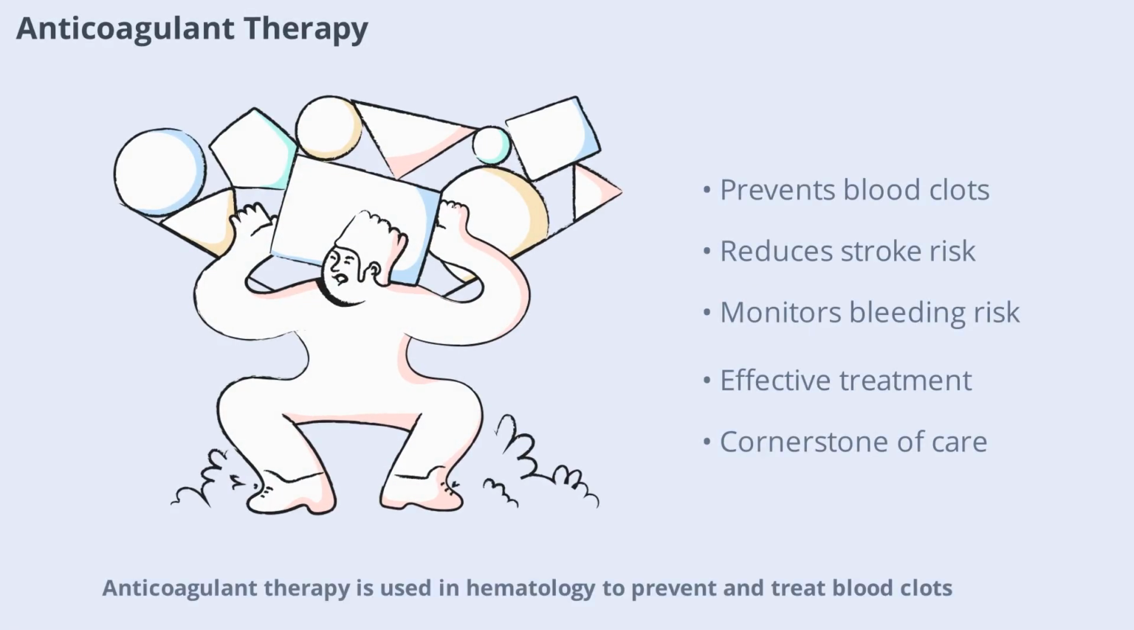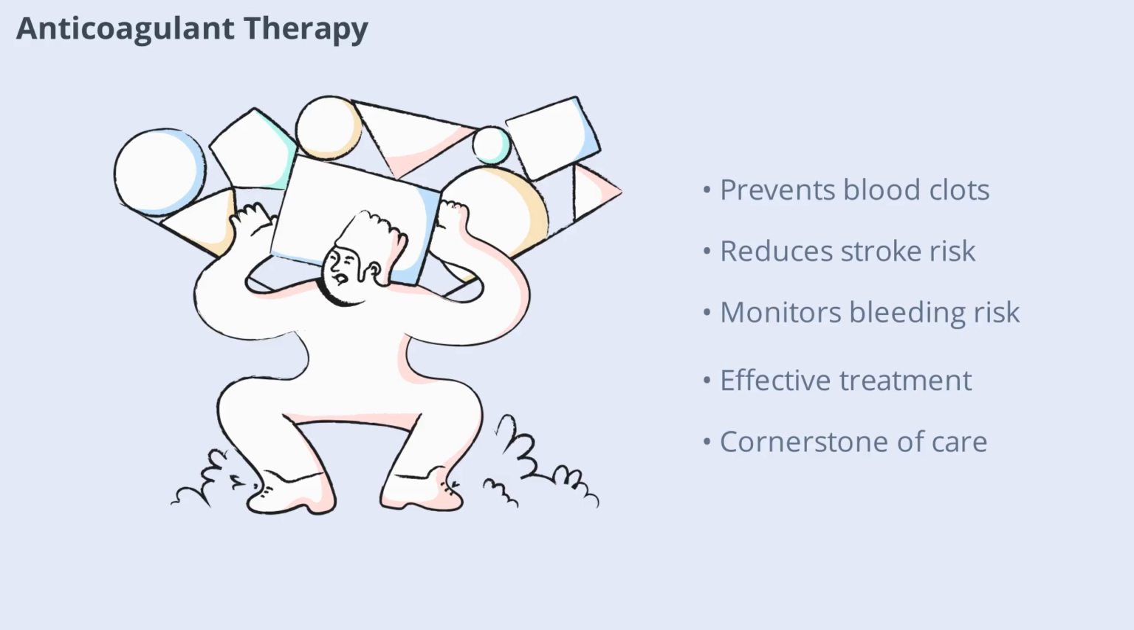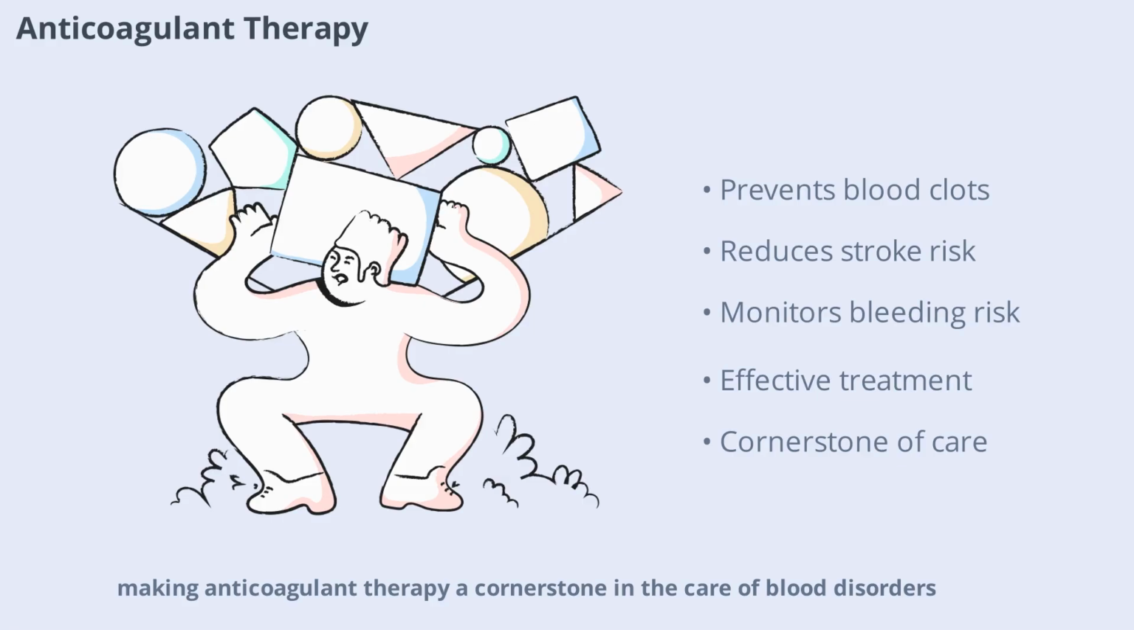Anticoagulant therapy is used in hematology to prevent and treat blood clots. Medications like warfarin, heparin, and newer agents help reduce the risk of thrombosis and stroke. Hematology monitors therapy closely to balance clot prevention with bleeding risk. Proper management ensures patient safety and effective treatment, making anticoagulant therapy a cornerstone in the care of blood disorders.